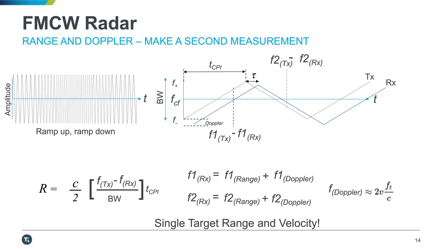But I put a little note at the bottom of the slide saying this is for only single targets. So a single target range and velocity. What happens if there's multiple targets? Well, let's look at that on the next slide.